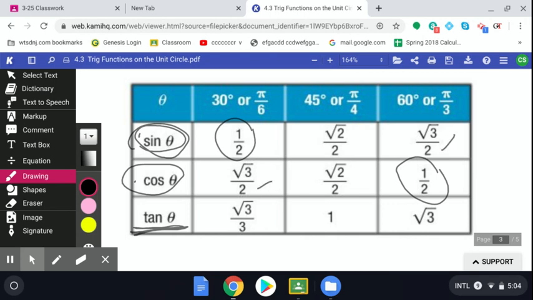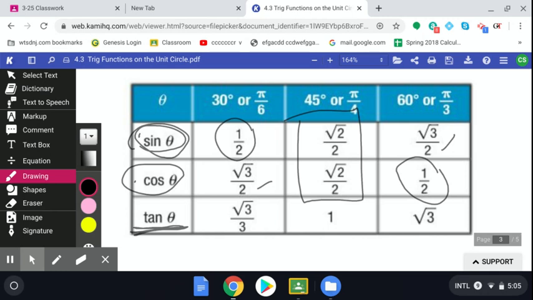And cosine 60 is 1/2. And the 45-degree angle, or pi/4, is easy because, of course, it's a right isosceles triangle. So these two are going to be equal, radical 2/2. So for 45-degree angles, we have the square root of 2. For 30 and 60, sine 60 is the same as cosine 30, sorry.